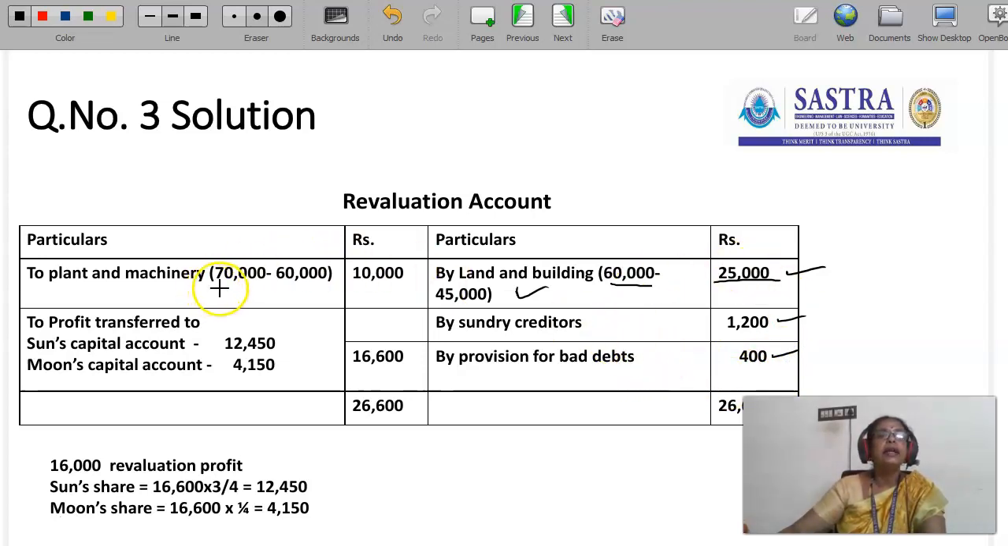Then plant and machinery, the revised value is 60,000, book value is 70,000. So depreciation is 10,000. So the profit is 26,600 minus 10,000 is 16,600. That should be distributed among the old partners in the old ratio. 16,600 into 3/4, that is the old ratio of Sun, 12,450. Moon is 1/4, 16,600 into 1/4 is 4,150. So the revaluation account should be prepared in this way.